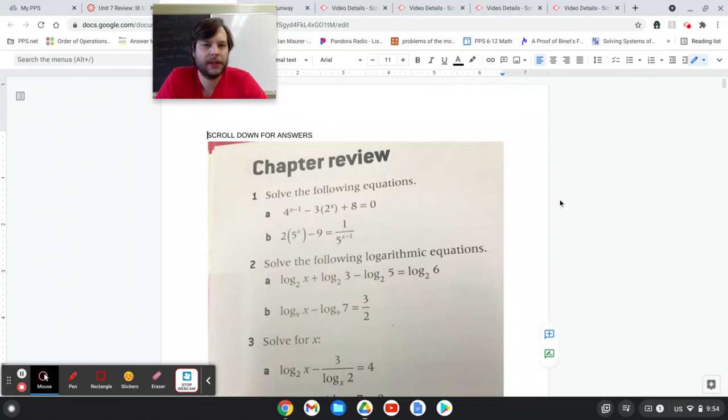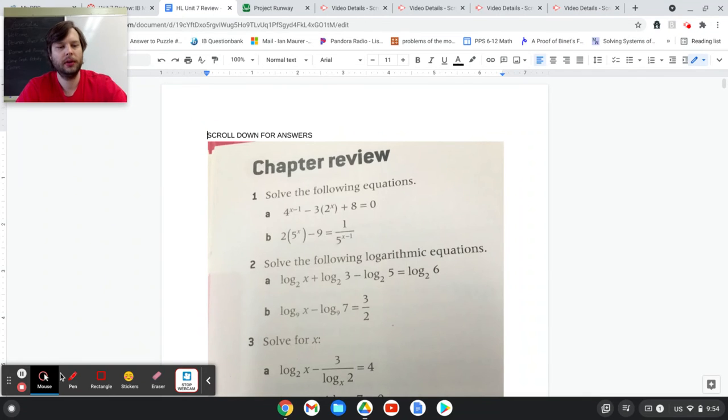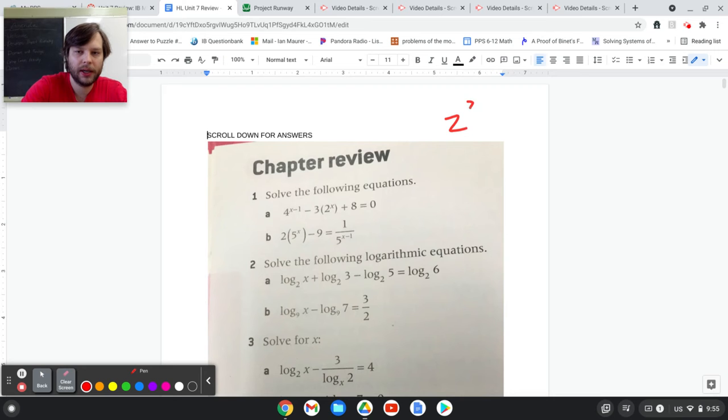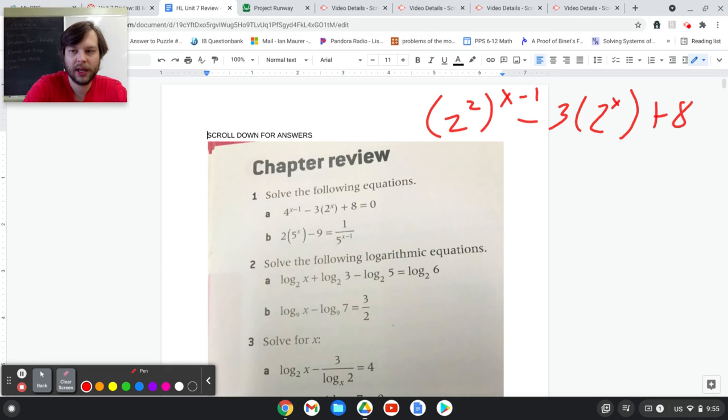All right, so I had somebody ask about the first problem here on the Chapter 7 review, solving this equation right here. And it may not look like it at first, but this is actually a quadratic equation. So if you rewrite it, remembering that 4 is equal to 2 squared, so we can write it as 2 squared to the x minus 1 minus 3 times 2 to the x plus 8 equals 0.